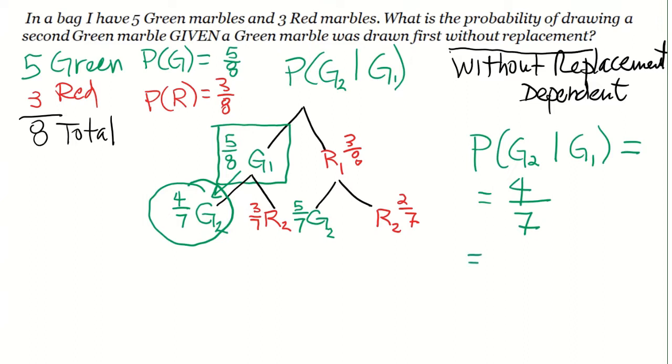And that equals 0.5714, which means that equals 57.14%. There is a 57.14% probability that if I drew a green on my first try, then I will draw a second green on my second try. So now let's look at this same problem, but this time we're going to use the formula for getting conditional probability to solve it.